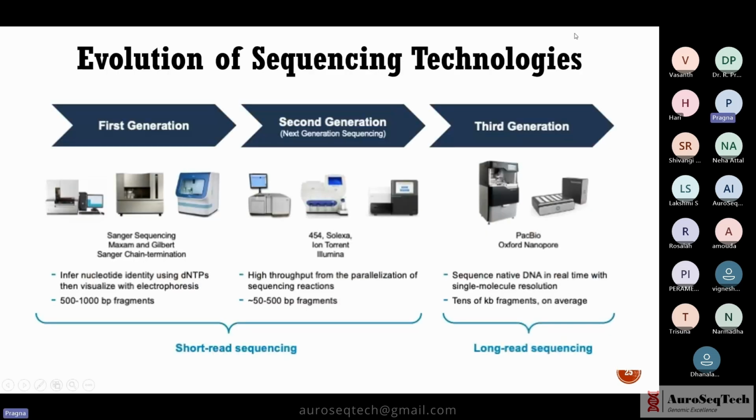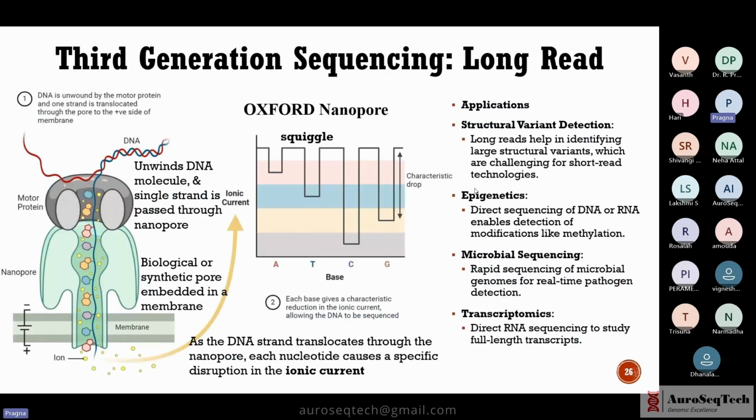Then comes the last one, the third generation sequencing technology. In third generation sequencing technology, we have Oxford Nanopore and PacBio. Oxford Nanopore, unlike the second generation sequencing, sequences in real time. So what does that mean? We will understand in a minute.